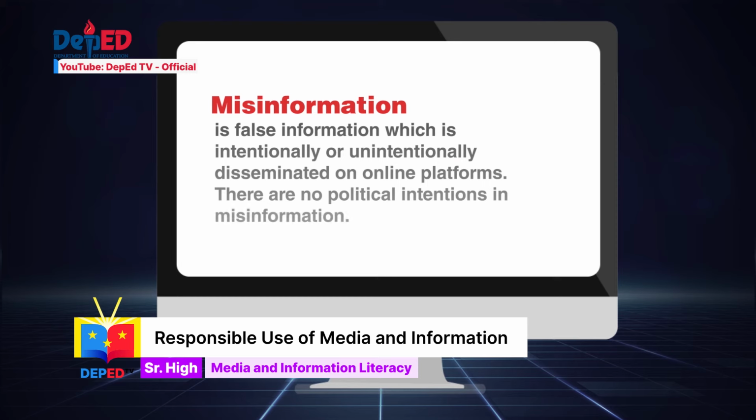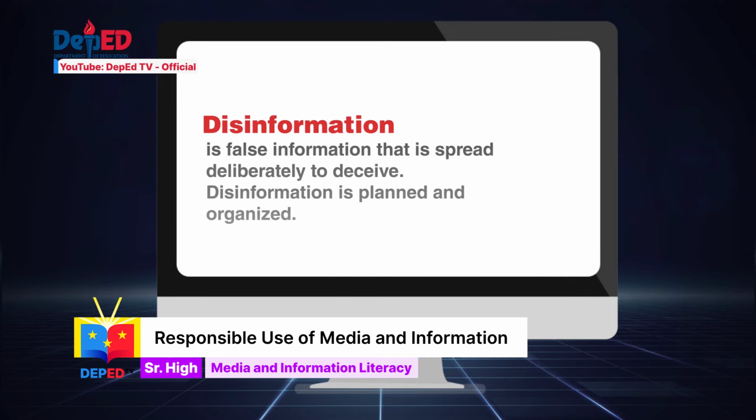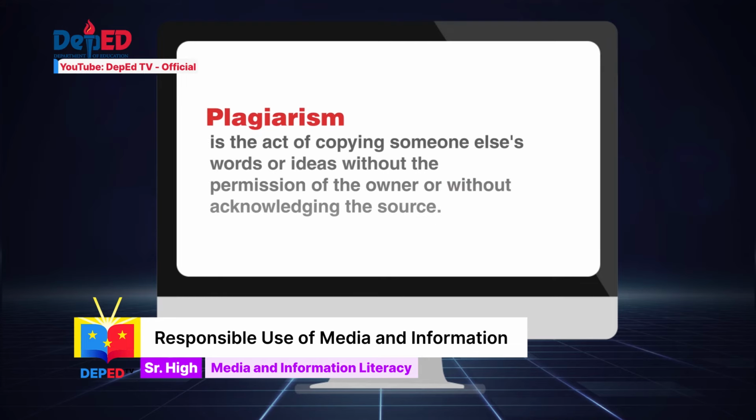Misinformation is false information that is intentionally or unintentionally disseminated on online platforms. There are no political intentions in misinformation. Disinformation is false information that is spread deliberately to deceive. Disinformation is planned and organized. Plagiarism is the act of copying someone else's words or ideas without the permission of the owner or without acknowledging the source.